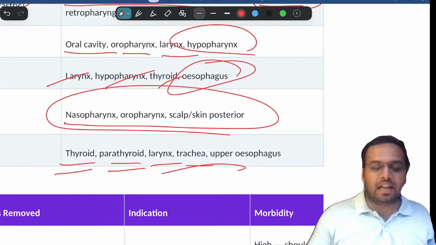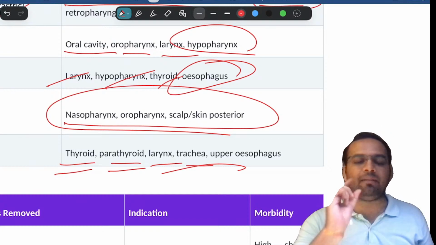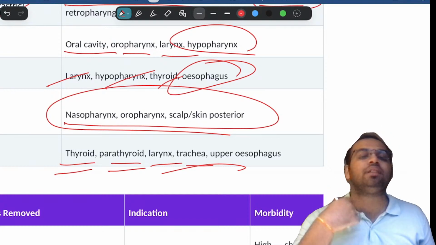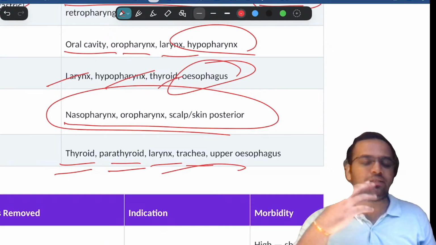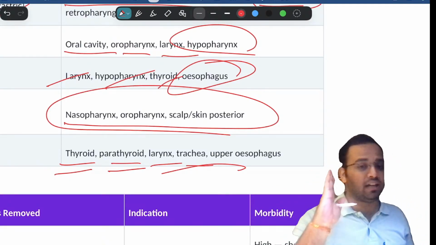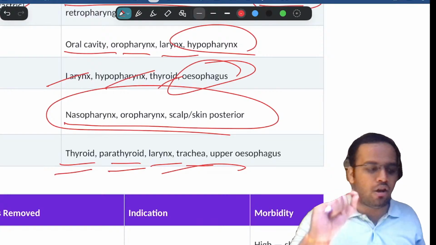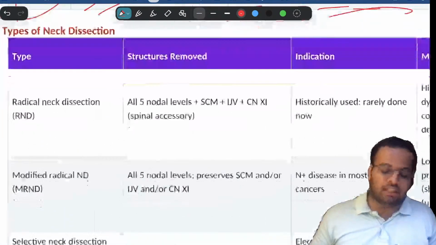So my point in telling you this, the take-home points: 1A and 1B typically drain the oral cavity; 2, 3 and 4 drain the pharynx region and also the oral cavity; and the posterior regions, some from the nasopharynx, some from the oropharynx and mainly from the scalp and posterior region. So this is the way of remembering the anatomical region and its lymph node drainage. So it is very much important.